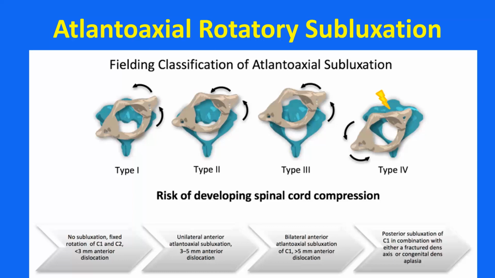In type 2, you have a unilateral anterior atlantoaxial subluxation, and if you look at the atlas, the anterior arch is displaced more anteriorly. On the left-hand side, type 1, it is less. In type 3, you have bilateral anterior and anterolateral subluxation of C1 on C2. And in type 4, it's a posterior dislocation of the atlas on the axis.